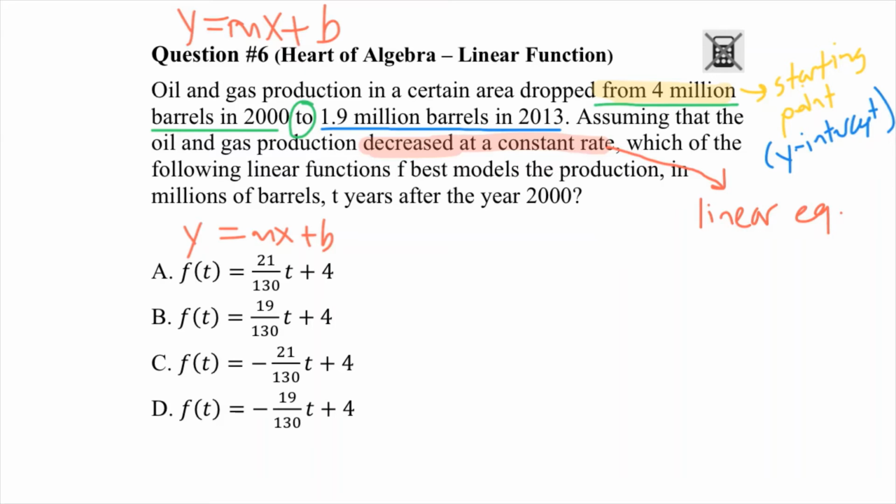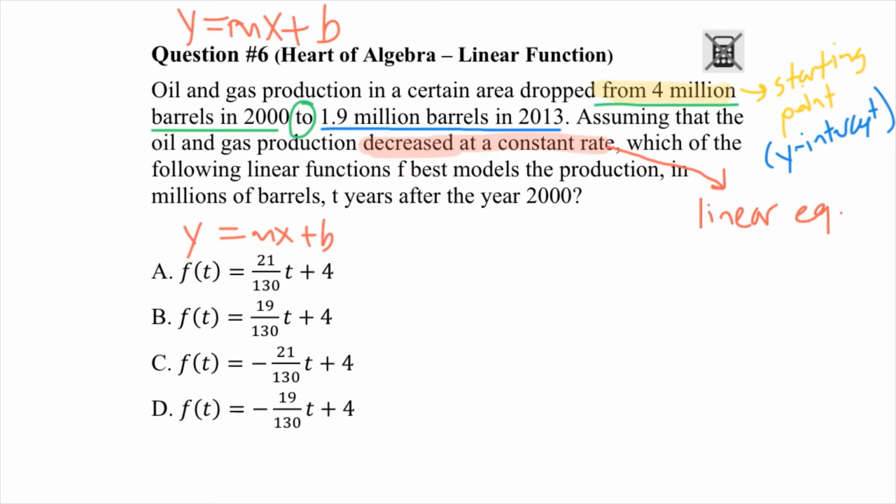Same thing. So simply it's asking me to use this word problem and find the linear equation for it, because it's constant rate. Okay, so which of the following linear functions f best models the production in millions of barrels t years after year 2000? 2000 is your starting year. As you see, 4 million is the starting point in 2000.